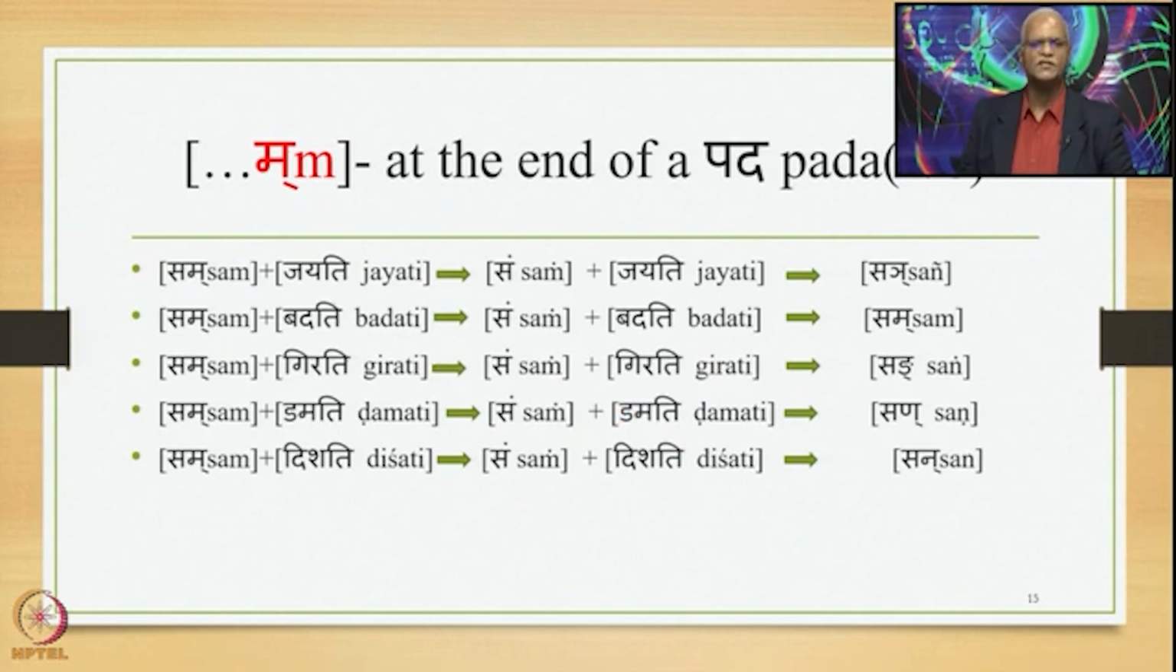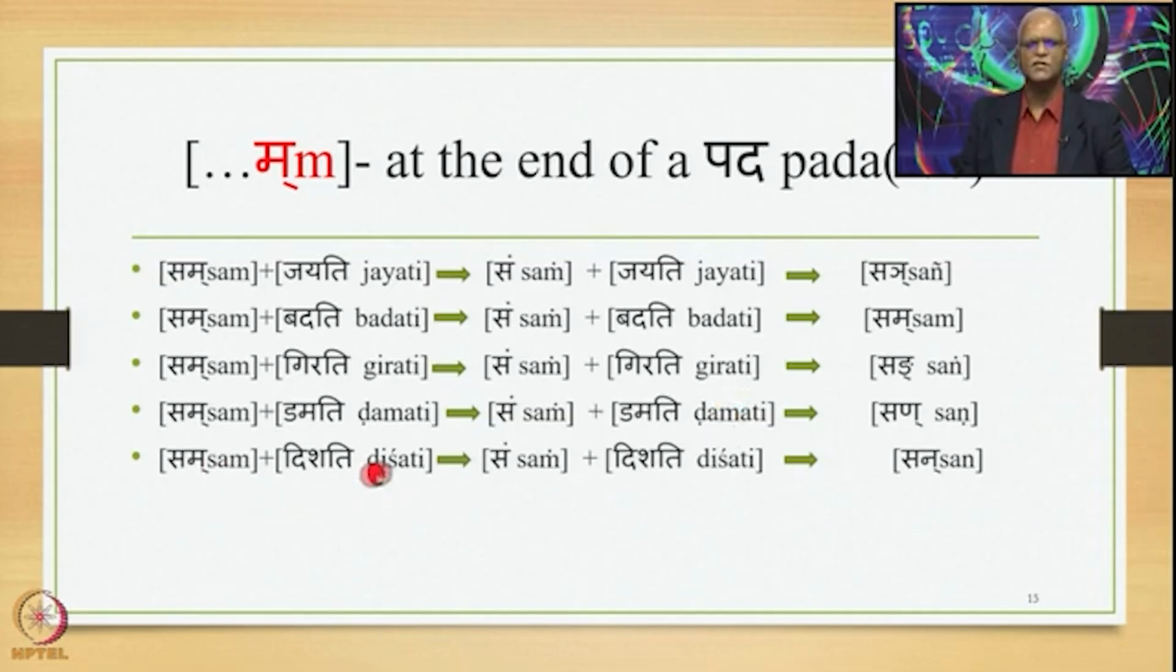Then we have sam plus damati, and this ma is substituted by an anuswara, sam damati. This becomes an input for vapadantasya 8459, which substitutes this anuswara by the nasal parasavarna of da, which is na. So we have san damati as the output. This is optional, so optionally we also generate sam damati as the output.